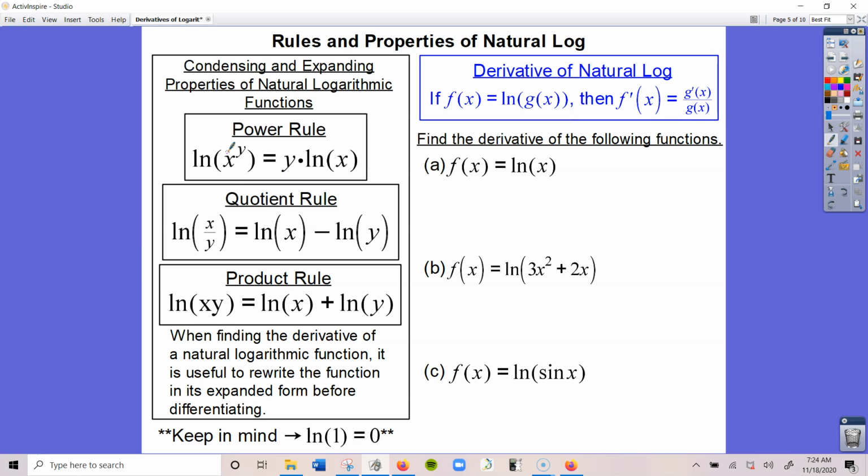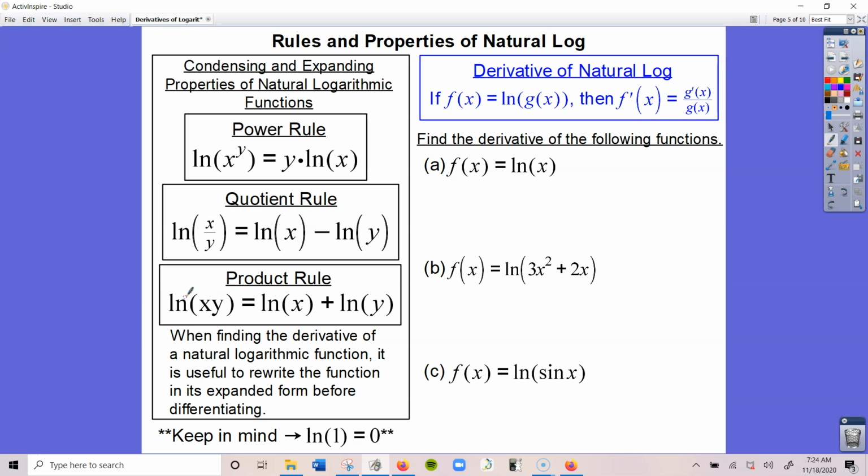So for example, the ln of x to the y, this means that we're going to apply the power rule. So that exponent can be moved to the front. And so I can rewrite ln of x to the y as y times ln of x. Now the quotient rule states that if you have ln of x divided by y, we can expand this to represent ln of x minus the ln of y, excuse me.